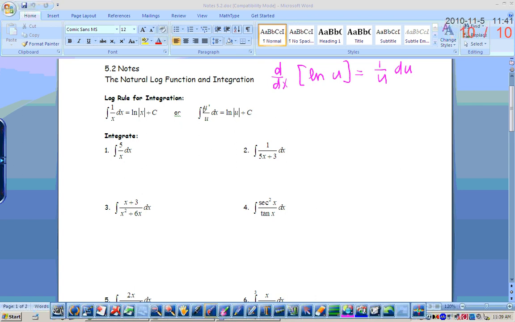However, it could be a little bit more complicated, and that is you've got something on the bottom, and we're going to call that u. Well, as long as the derivative of that is up on top, then the integral would be the natural log of u, or absolute value of u.